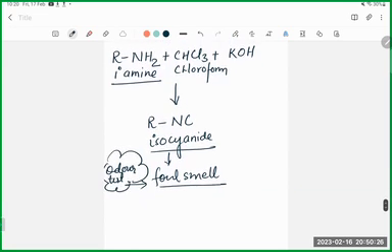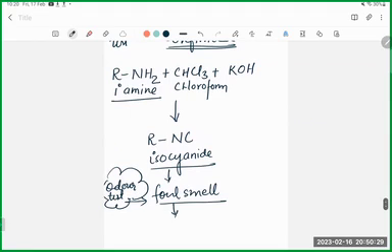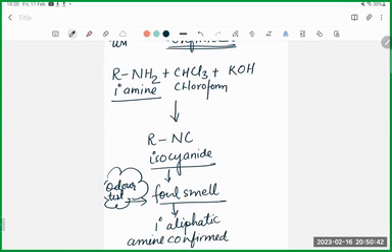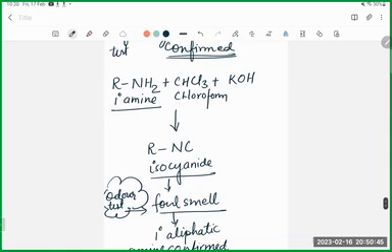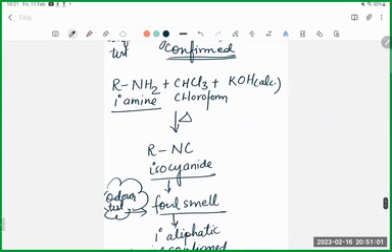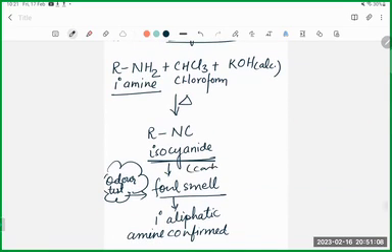Got it? So what you confirmed? 1 degree aliphatic amine you have confirmed. Did you understand? Yes, ma'am. So how do you write this test? Aliphatic or aromatic 1 degree amine heated with chloroform, and this will be alcoholic. So let me mention over here, ethanolic potassium hydroxide, forms isocyanide or carbylamine. This is also called carbylamine. That is why it is called the carbylamine test.